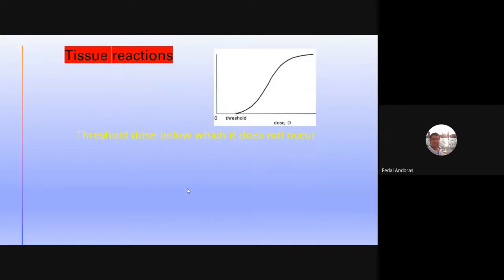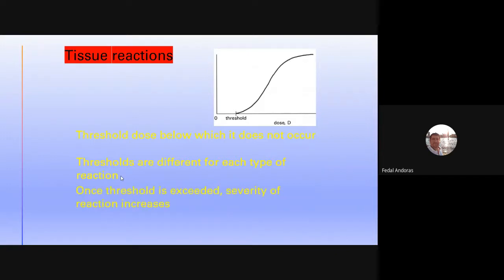Again, tissue reaction, in summary, there is a threshold. Before this threshold, we cannot see this tissue reaction. So threshold dose below which it does not occur, okay? Thresholds are different for each type of reaction. Straightforward. It's not that at every threshold every reaction will happen. Maybe at X threshold, eye cataract will happen. With Y threshold, skin burning. With S threshold, another thing will happen. So each one depends on the type of reaction.